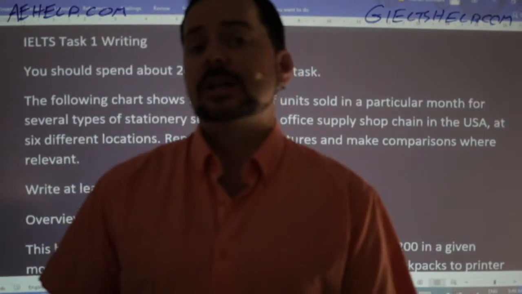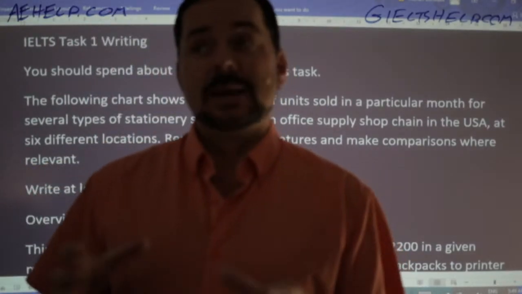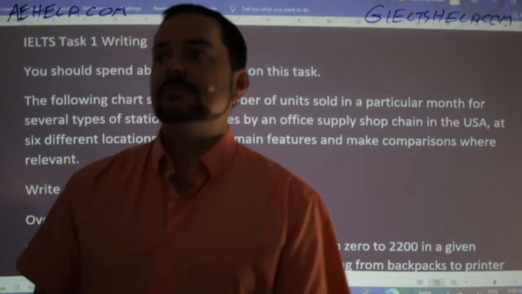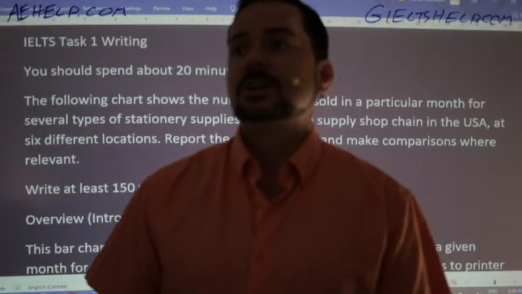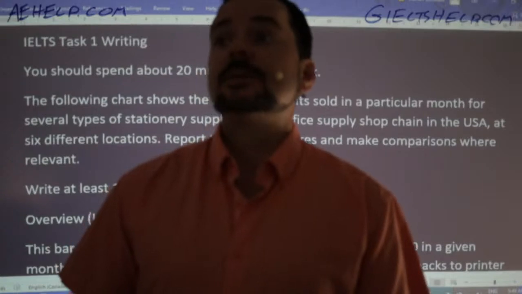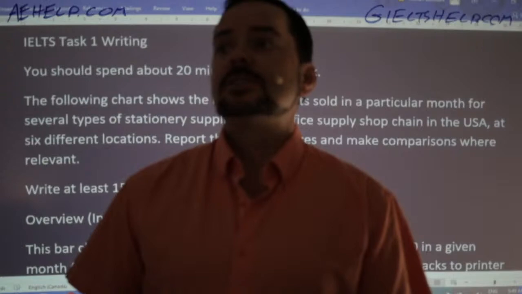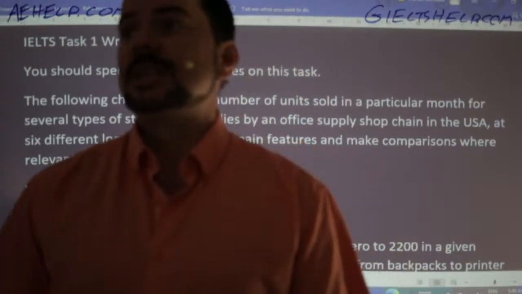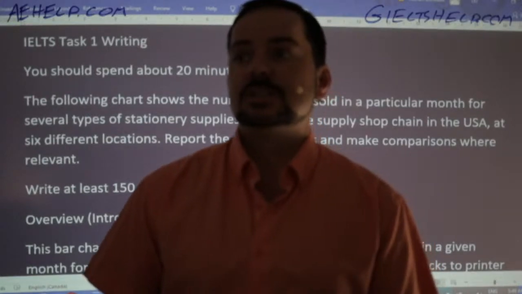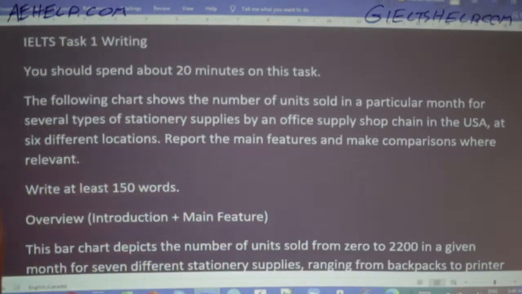That would be categorized as a band 8, okay? A band 8 to band 9. Just careful with that comma, okay? Nick Hill says, the bar graph illustrates the information about the quantity of sales from 0 to 2,200 with the interval of 200. Simpler, Nick Hill, with intervals or with an interval of 200 in a specific month for 7 different stationary items by an office supply chain in 6 major cities within the USA. Very nice, Nick Hill. That's some nice writing as well.